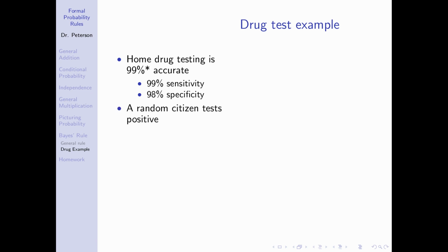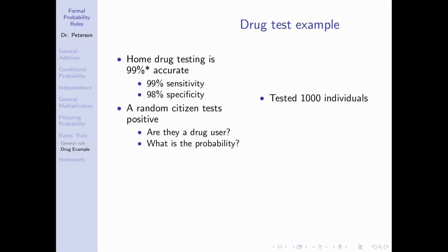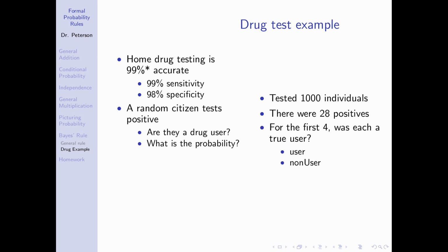Now let's imagine that a random citizen tests positive for this drug. What is the probability that they are actually a drug user? So, if we have 1,000 individuals and 28 test positive, think through how many of those you think are going to be true positives, people who are actually drug users. So for the first 4, think of it this way. Is this next person a drug user or not? Many of you are probably thinking that there's a very high probability of this being the case. But for these first 4, we see the first is a user, a non-user, a non-user, and a non-user.